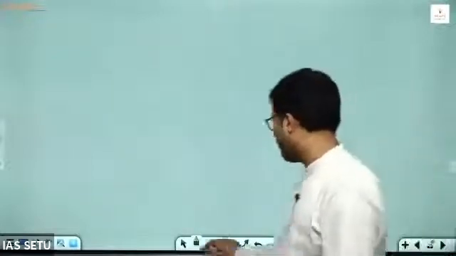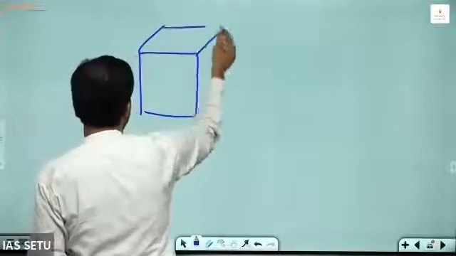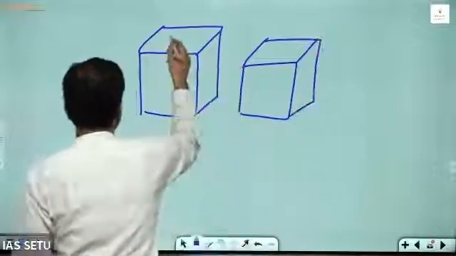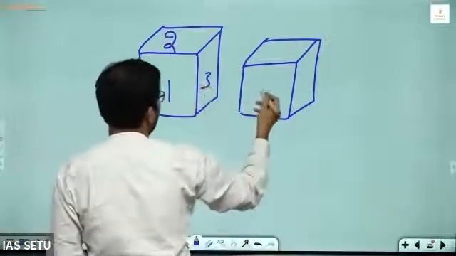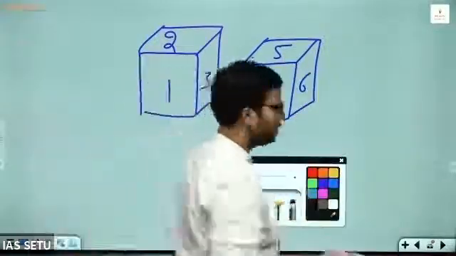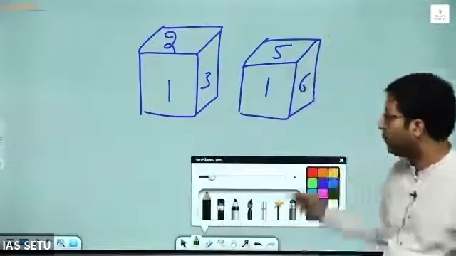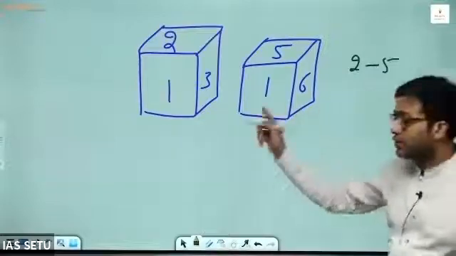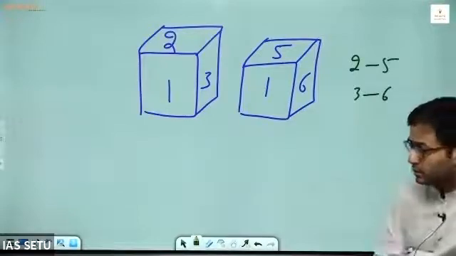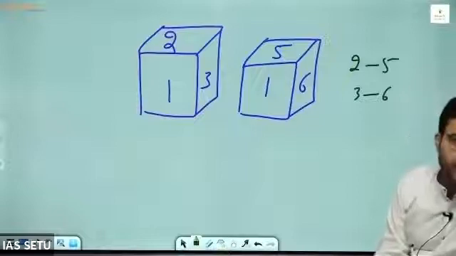Now let me take one question and I ask you this because I know you can handle this question now. Let me take two questions here. This is 2, 1, 3. This is 1, 5, 6. Tell me what is opposite of 2. Opposite of 2 is 5. What is opposite of 3? What is opposite of 1? How come 1 and 1 opposite?